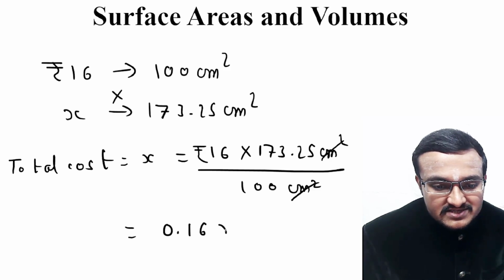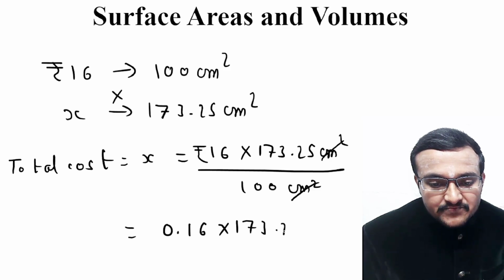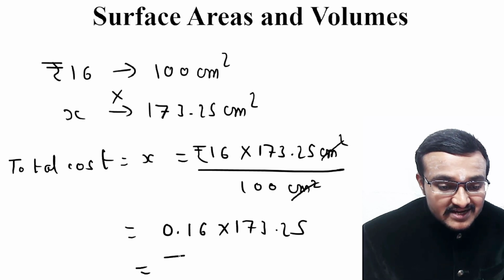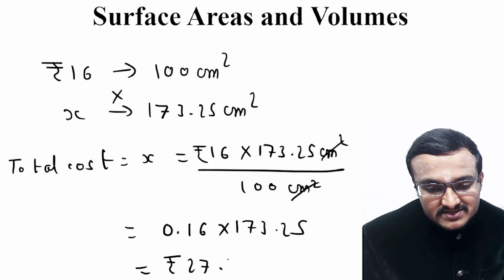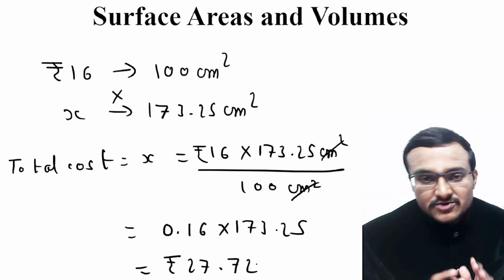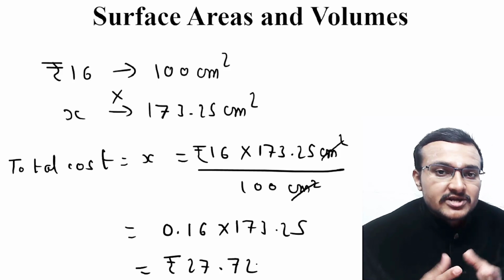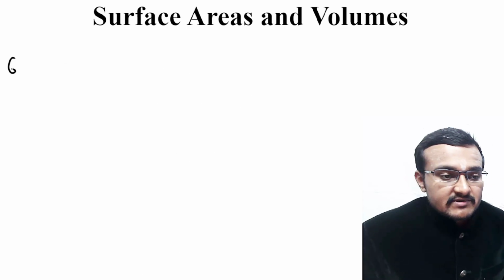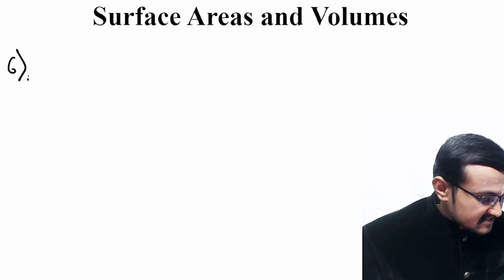So 0.16 into 173.25. When you solve this, you will get 27.72 rupees as the total cost for tin plating. So now we will move into the next question, that is the sixth question.